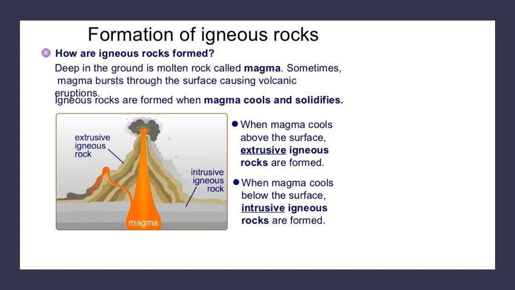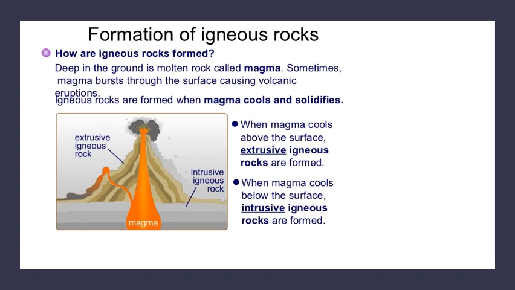The cooling can take place on the surface or below the surface of the earth. Depending on where the cooling takes place, two different types of igneous rocks, that is the extrusive igneous rocks and the intrusive igneous rocks, are formed. Now, before we study about the difference between extrusive and intrusive igneous rocks, I will be discussing a few things about the igneous rocks.